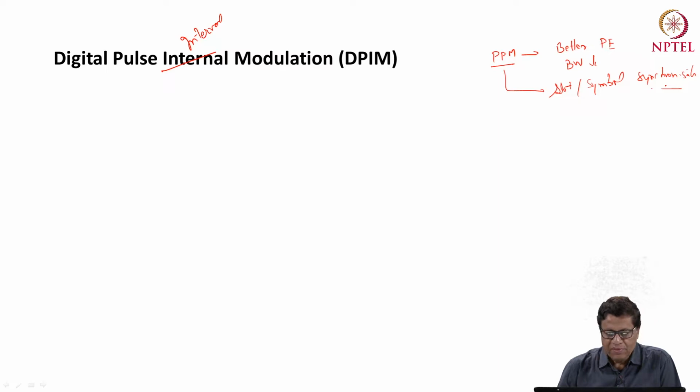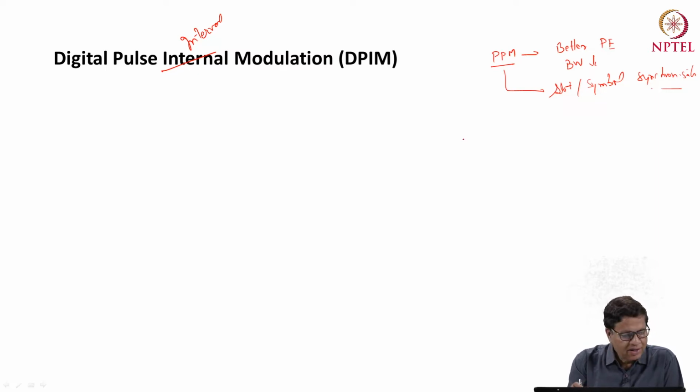Now we will understand a scheme which is digital pulse interval modulation, which can give higher transmission capacity, and also synchronization is not required because there is always a 1 when you start a symbol, so that itself is a synchronization symbol or bit. So let us first understand the DPIM, how it is different from normal OOK and normal PPM.